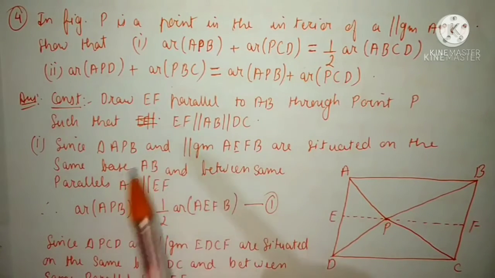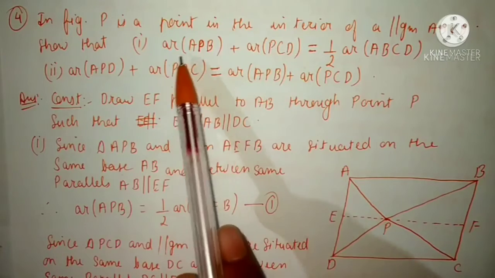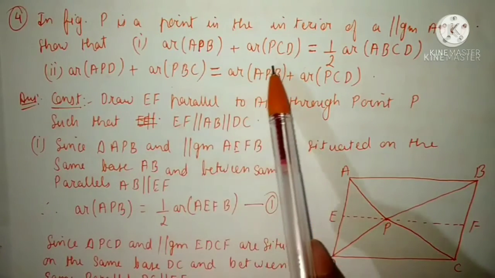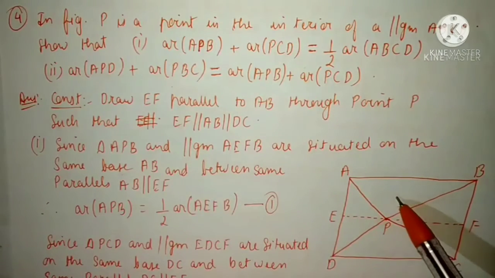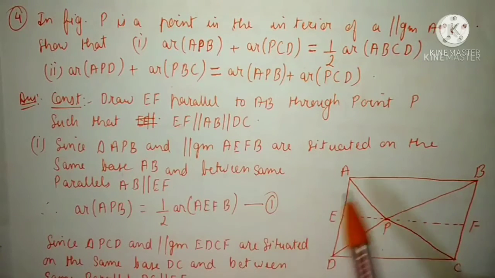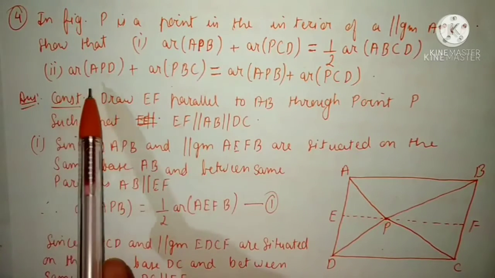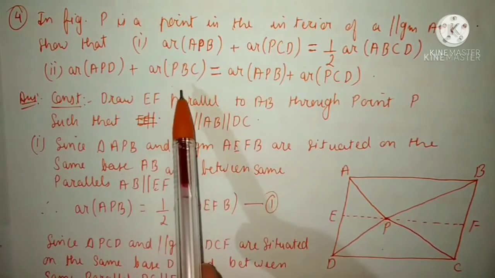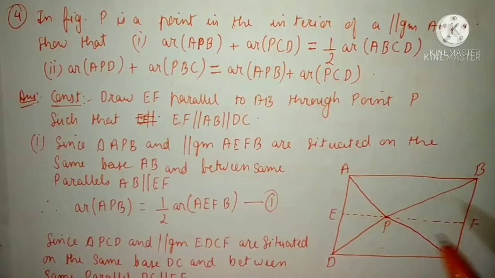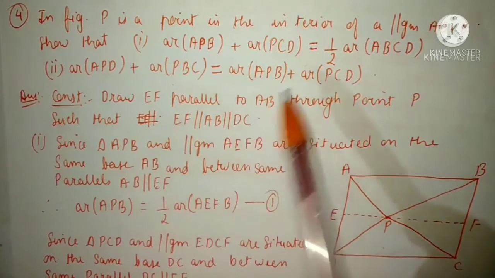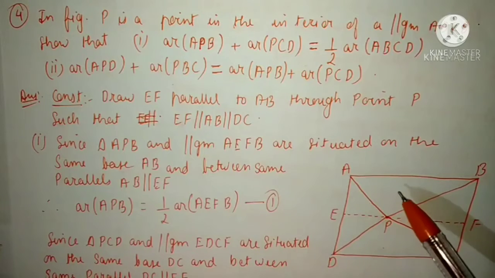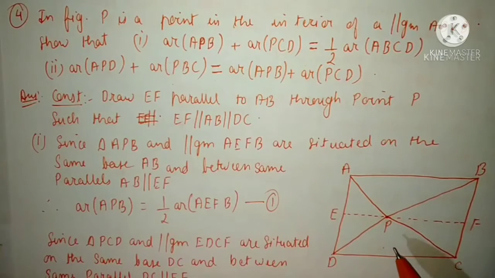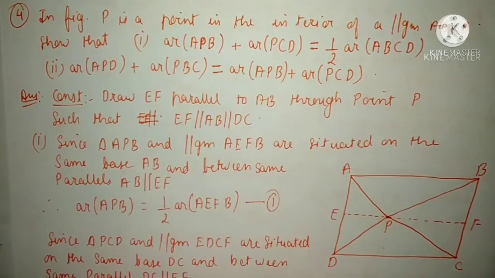Now we have to prove that area of APB plus area of PCD, this plus this, is equal to half of area of the full parallelogram. And second, we have to prove area of APD plus area of PBC, that means this plus this, is equal to area of APB, this triangle, plus area of PCD, this triangle. Now see the solution.